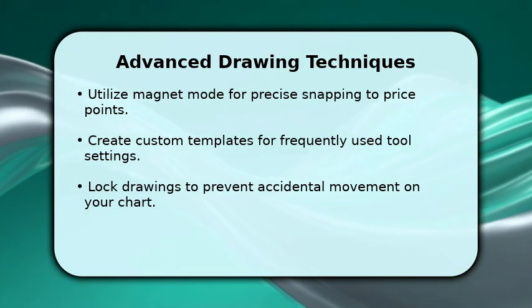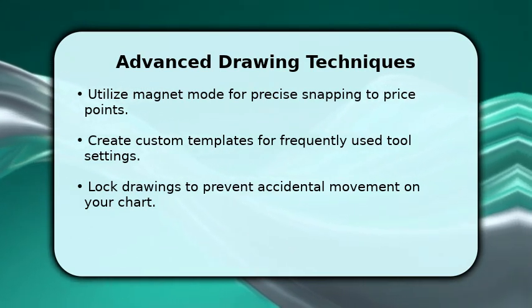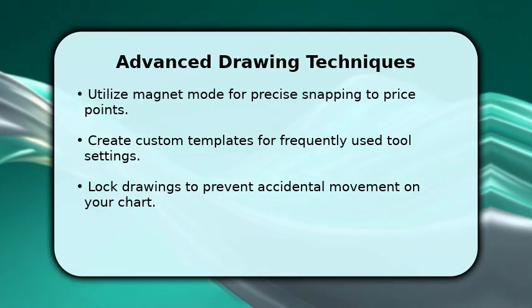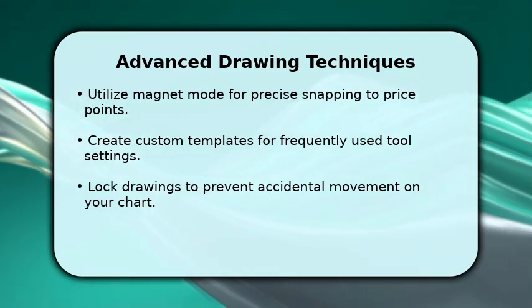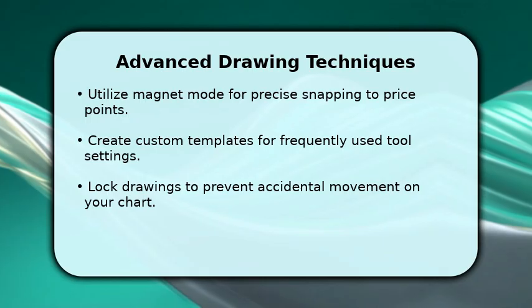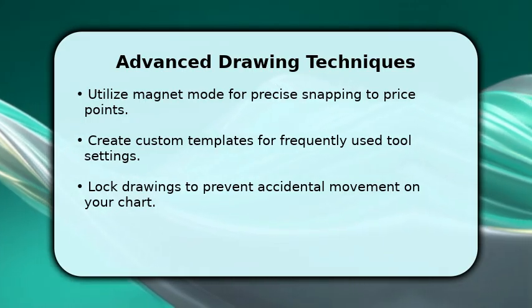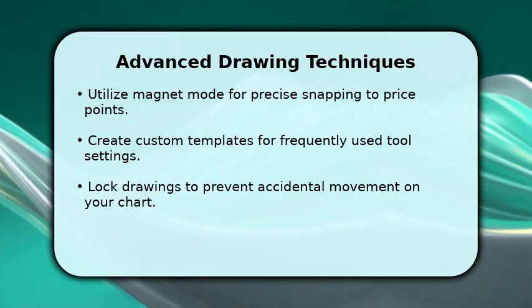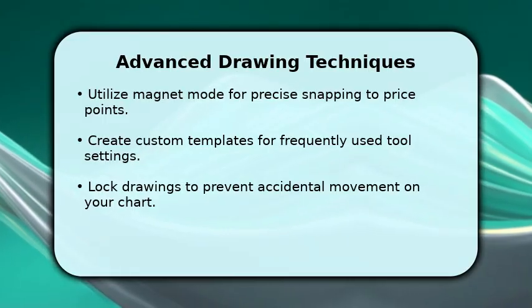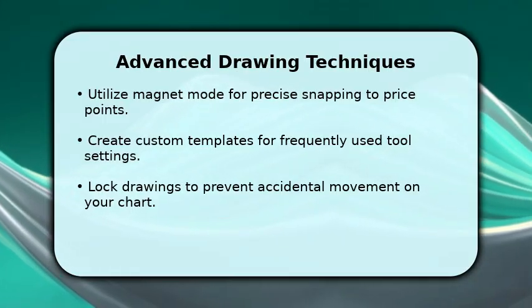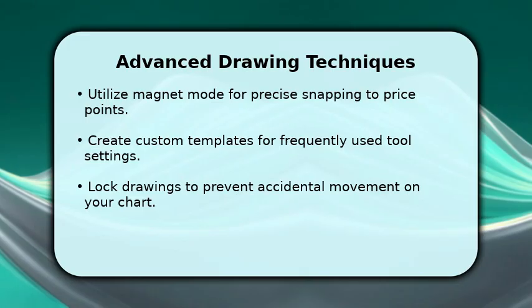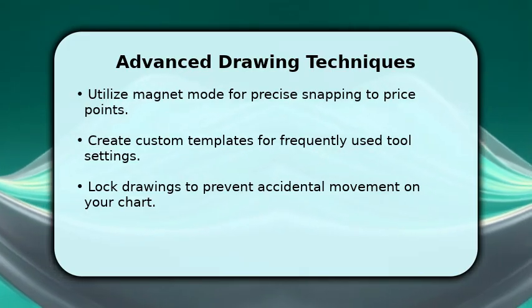Magnet mode is incredibly useful for precise drawing, as it snaps your lines to exact price points like open, high, low, or close. You can also save your customized drawing settings as templates, which is a huge time saver for consistent analysis. Furthermore, locking your drawings prevents any accidental modifications, keeping your charts clean and accurate.